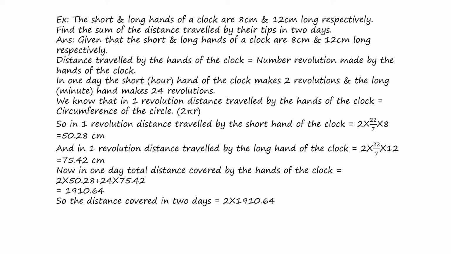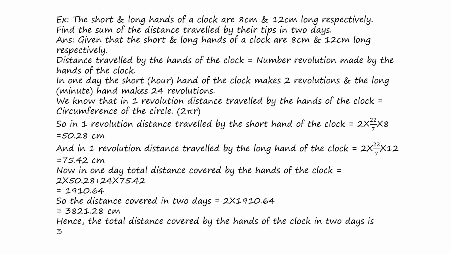So the total distance covered in 2 days is 2 into 1910.64, which is nothing but 3821.28 centimeter. Thus, the total distance covered by the hands of the clock in 2 days is 38 meter 21.28 centimeter. That is the answer.